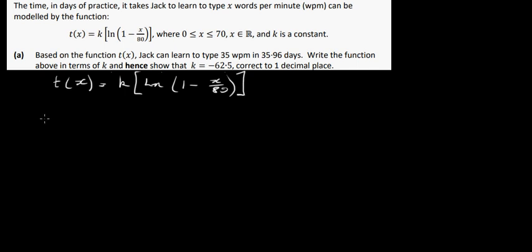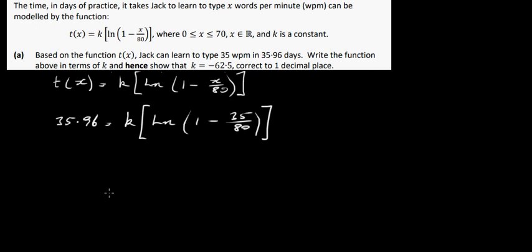and what we're going to do is just put in the information we're given. So we're told the words per minute is 35. So 35 is going to be our x, and t of x is going to be 35.96. So we're going to put 35.96 here. We want to work out what k is. So inside here we've got the log of 1 minus 35 over 80. Now let's just simplify this a little bit. We've got 35.96. We have k here.